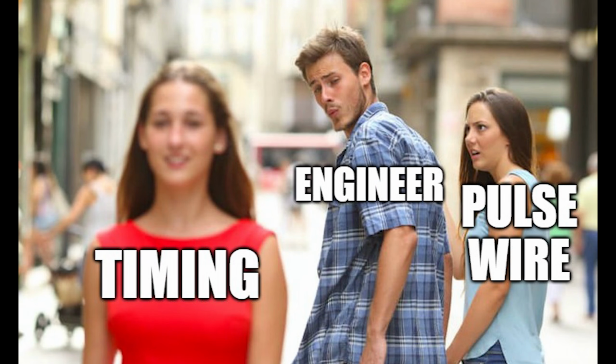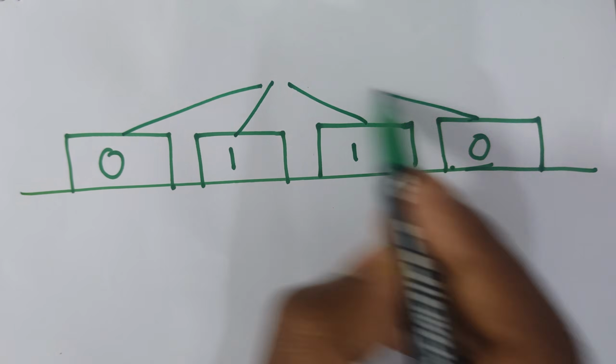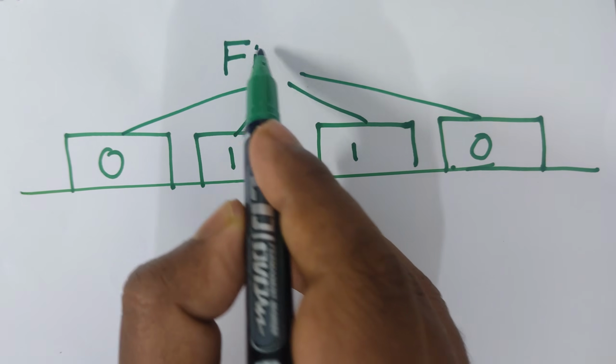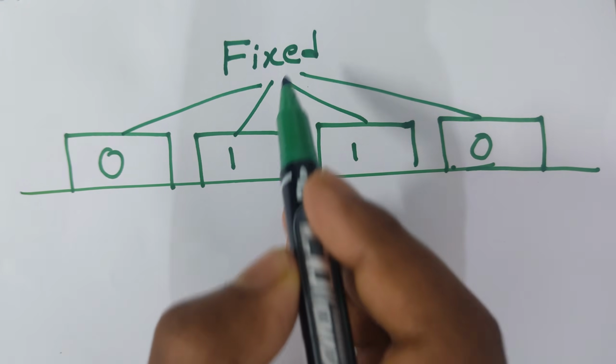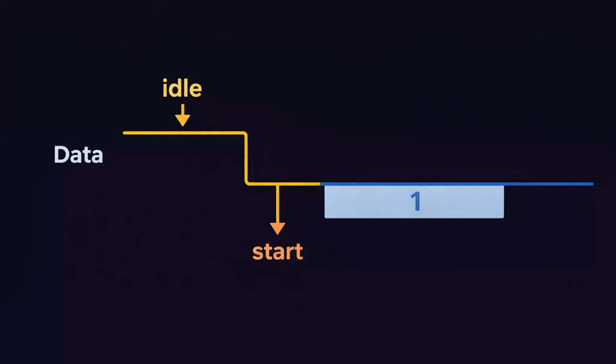Over time, engineers realized the pulse wire was unnecessary. Instead, they agreed on timing. If each beat lasts for a fixed duration, we don't need to send a pulse. But the receiver needs to know when the first bit starts. We can apply the same pulse logic here. The data pin stays high when idle and turns low right before sending the data.